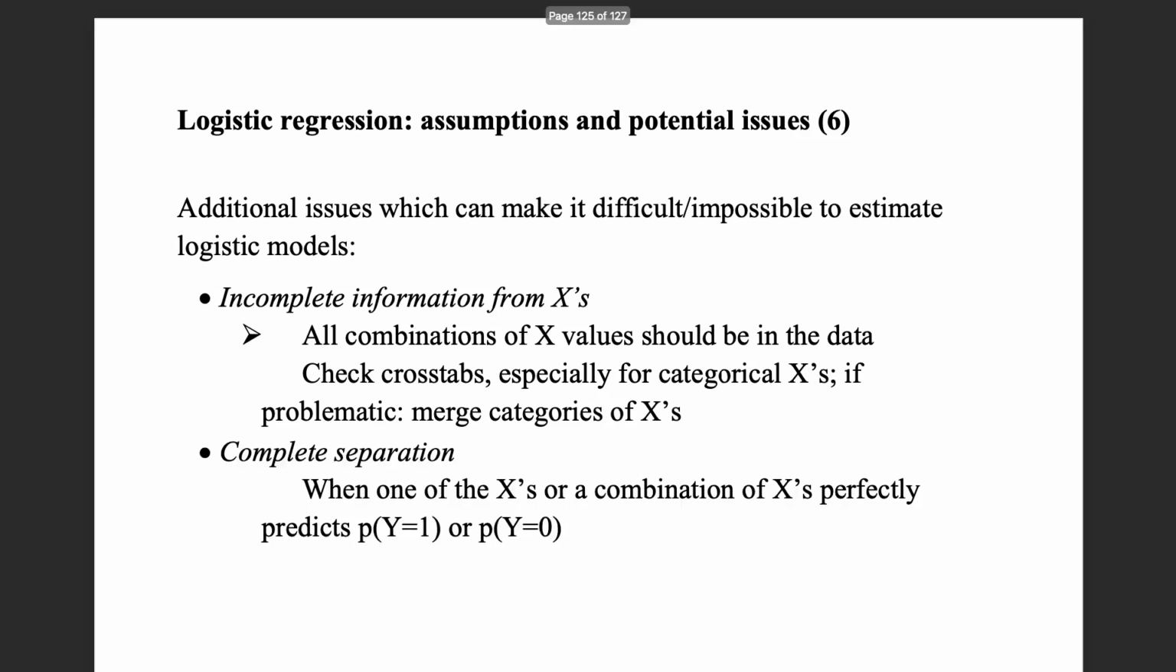Yeah, so that's one. The other issue that you might run into, and it's a bit related to that, is the issue of complete separation. Complete separation meaning that it might be the case that one of your X variables or a combination of your X variables perfectly predicts the outcome. So perfectly predicts the probability of experiencing the event, or of not experiencing the event.